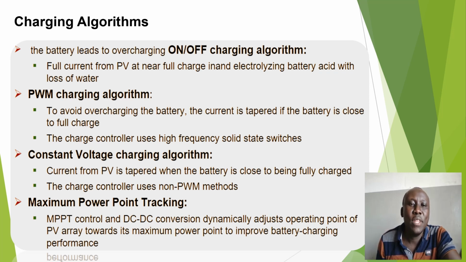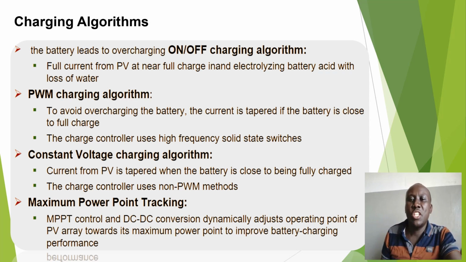So in the pulse width modulation charging algorithm, it avoids overcharging the batteries. The current is tapped if the battery is close to full charge. It means that when the battery is close to full charge, the charging is stopped. The charge controller uses a high frequency solid state switch. There are transistors that switch on and off wherever they want to operate.